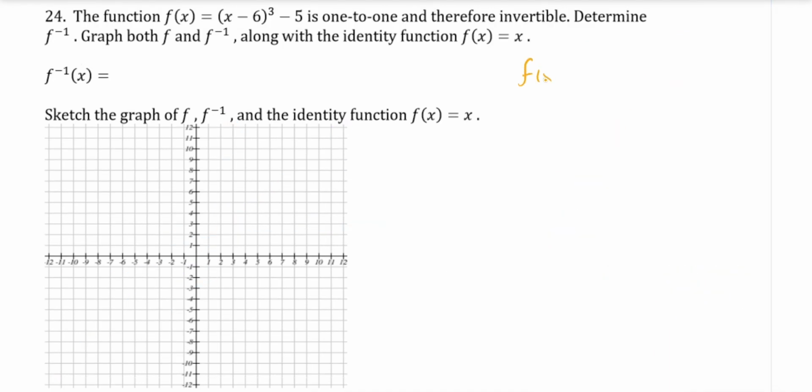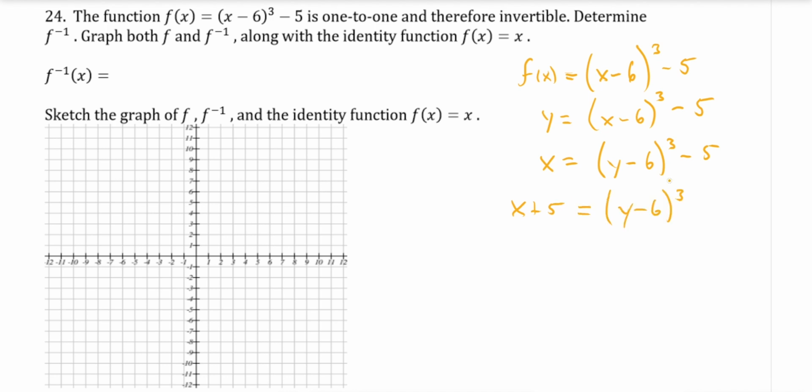We want to take f of x being equal to (x minus 6) to the third power minus 5, and we want to invert it. So we begin by using dependent variable notation and setting y equal to the cube of (x minus 6) minus 5. Then we switch the roles of x and y, because that's what inverses do. Then we want to solve for y again. So we want to add 5 over to this side. Then we want to take the cube root to get rid of this cube. Then we want to add 6.